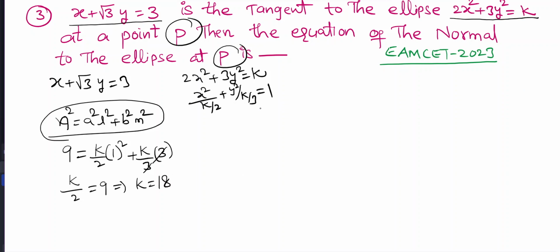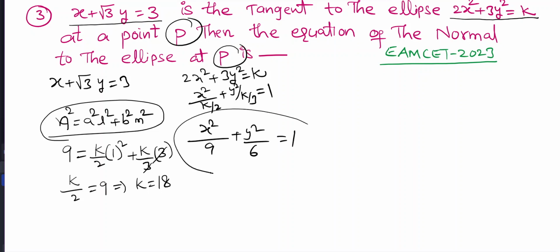So substituting in the ellipse equation, this is x square by k by 2, 18 by 2 is 9, y square by k by 3, 18 by 3 is 6. Now we find the normal equation at P. First find the point of intersection.